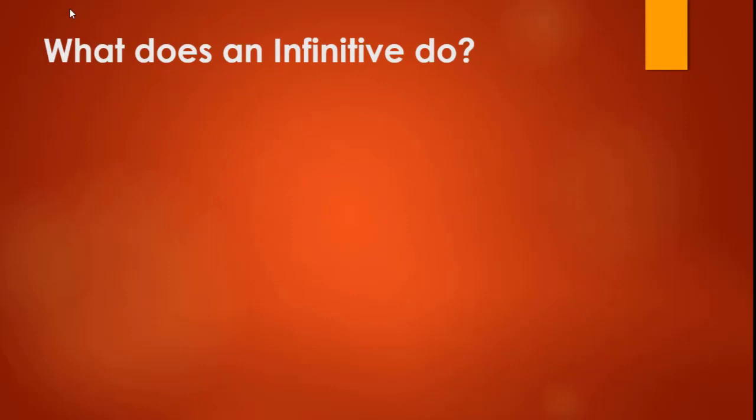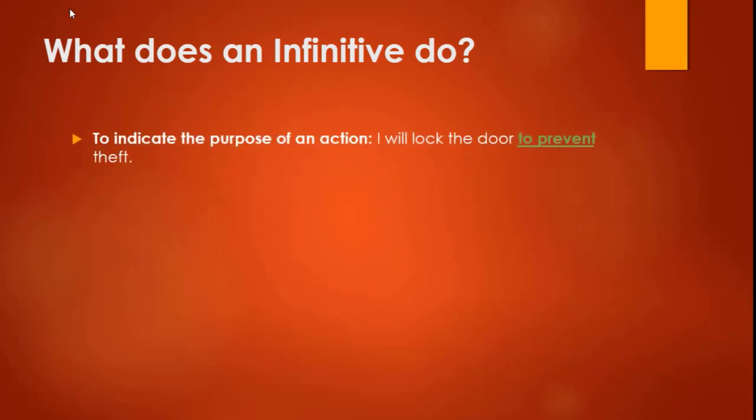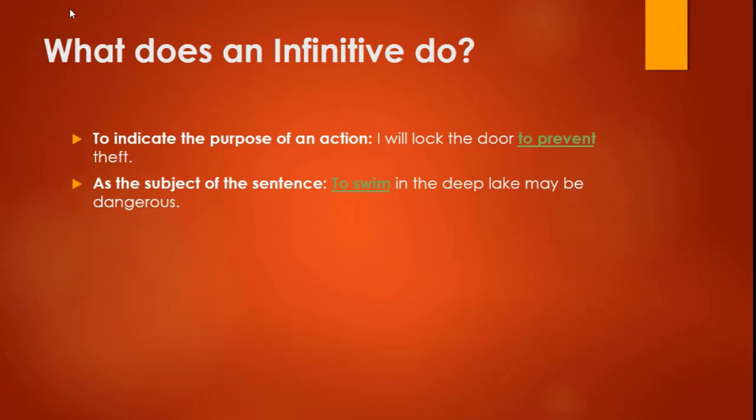What does an infinitive do? Dear students, infinitive is used to indicate the purpose of an action. For example, I will lock the door to prevent the theft. Number 2, infinitive is used as the subject of the sentence. To swim in the deep lake may be dangerous. To swim is the subject of the sentence. It is an infinitive.